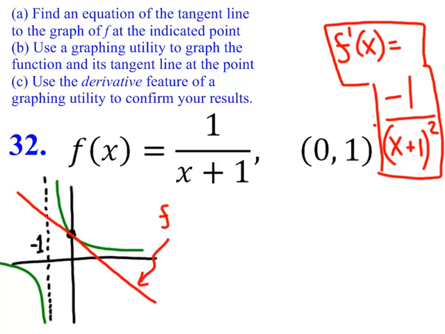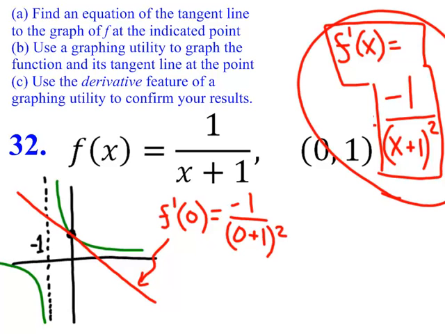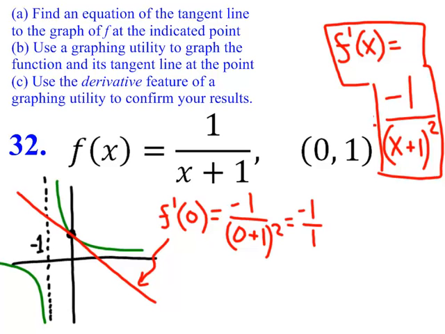Well, the derivative, or f prime of 0, and I'm plugging in 0 because that's the x value I've been given. If I plug in 0, that's going to give me -1 over 0 plus 1 squared. Again, I'm just plugging 0 into this derivative equation. And that's going to give me -1 over 1, or just -1. So the derivative just told me that the slope of this line, this tangent line, is -1. So that's a good part. We're well on our way to finding the full equation.